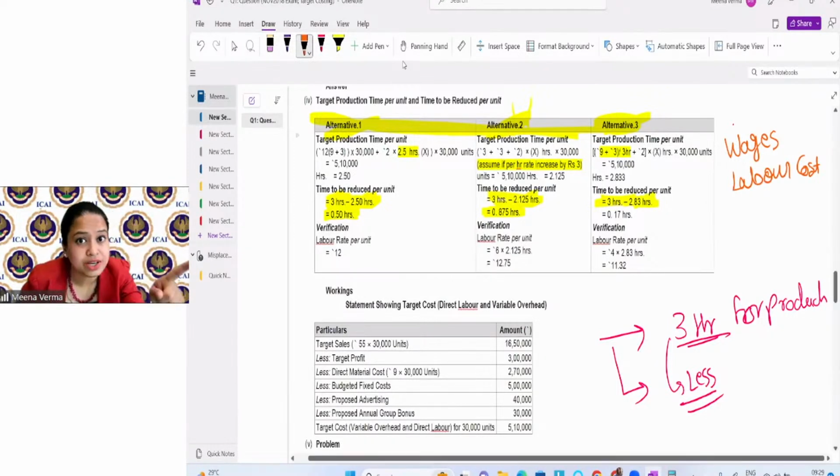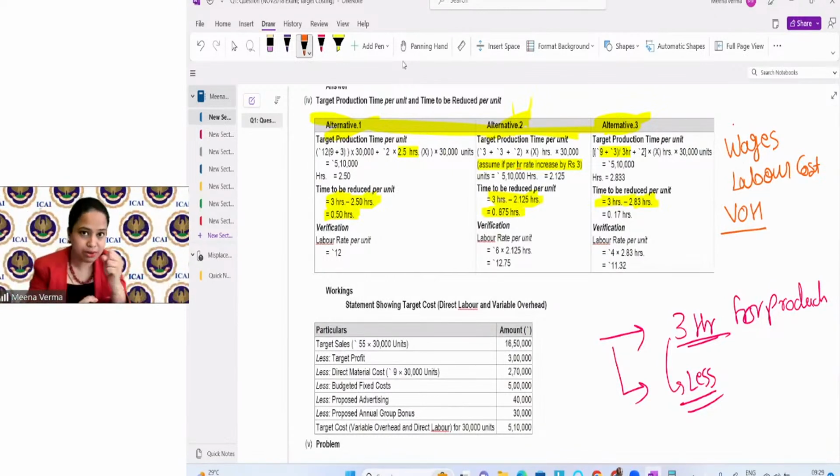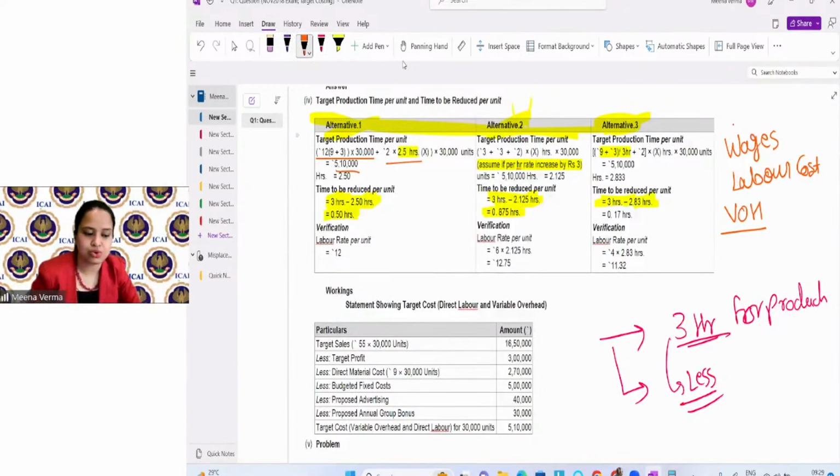Similarly, if the labor time improves, variable overhead will change, because variable overheads are incurred according to the time for which the labor works. If the labor works efficiently, variable overheads will reduce. So for that reason, we have considered labor cost and variable overhead cost together as total variable cost.